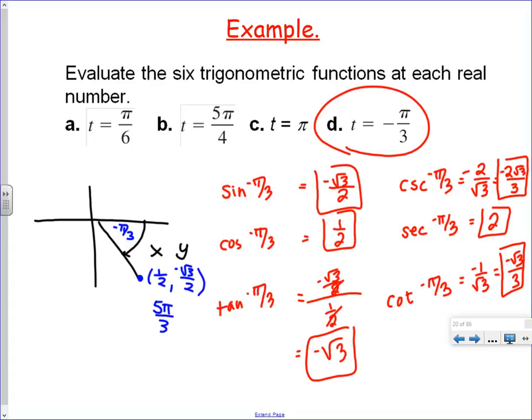We'll talk more about this in terms of right triangles in another section, but for right now we're just trying to figure out those coordinates and how to get trig functions out of them. Do we have it? At least written down.